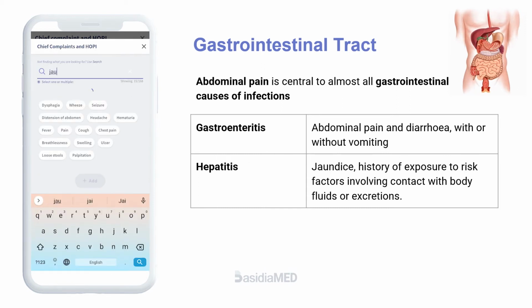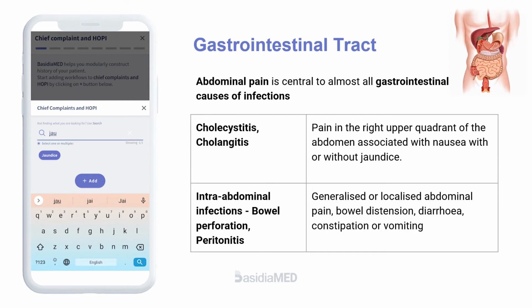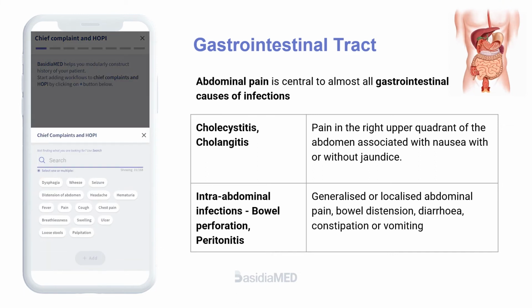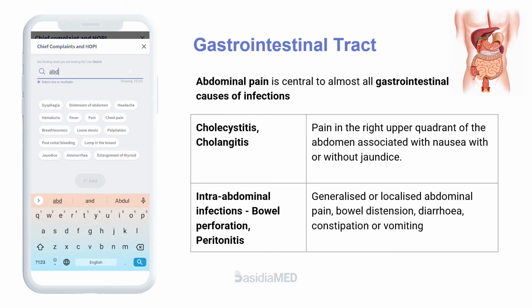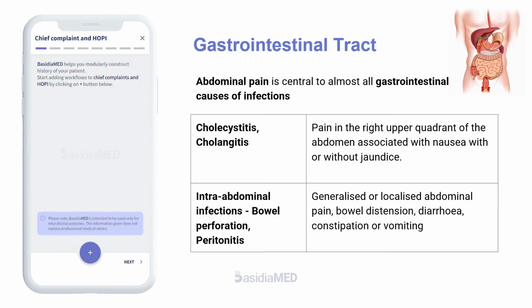Jaundice is the classic sign of hepatitis, along with a history of exposure to risk factors involving contact with body fluids or excretions. Cholecystitis and cholangitis classically present with pain in the right upper quadrant of the abdomen, associated with nausea, with or without jaundice. Intra-abdominal infections, like bowel perforation and peritonitis, present with varying abdominal symptoms, like generalized or localized abdominal pain, bowel distension, diarrhea, constipation, or vomiting.